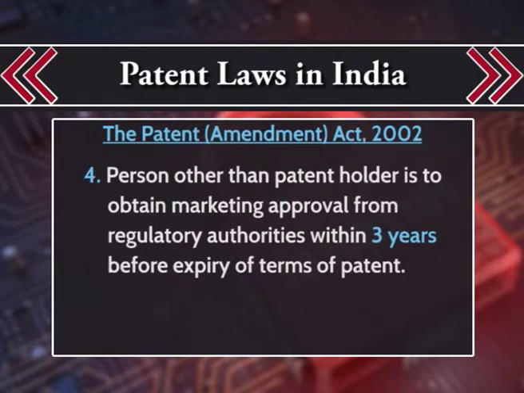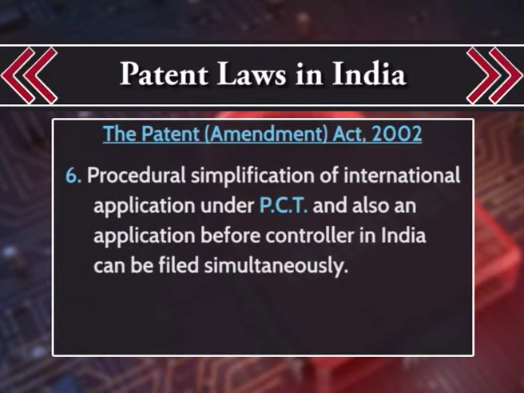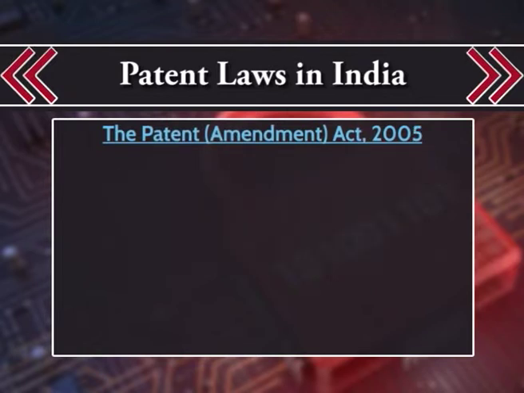Then, persons other than the patent holder are to obtain marketing approval from the regulatory authority within 3 years before expiry of the term of patent. Provisions for the protection of biodiversity and traditional knowledge were laid down. Procedure simplification of international application under PCT, and also an application before the Controller in India can be filed simultaneously. Penalty for unauthorized claim of patent is increased to rupees 10,000 and penalty for refusal or failure to supply information is increased to 20,000.